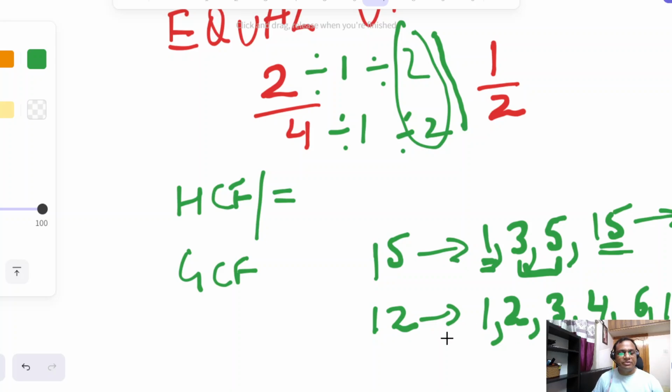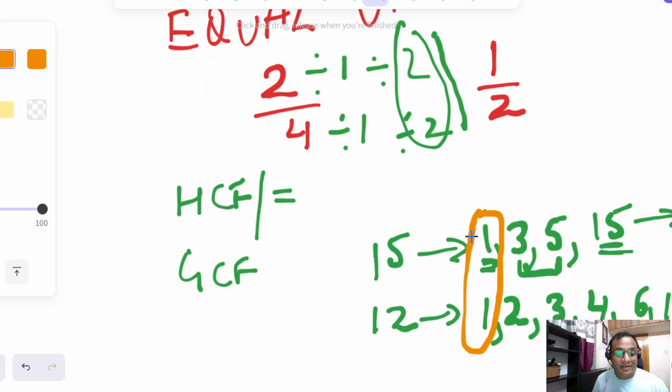Okay, so how many factors of 12 do we have? 1, 2, 3, 4, 5, 6. And how many do we have here? We have just 4 factors. Now, how do we find the highest common factor? So what are the common factors first of all?